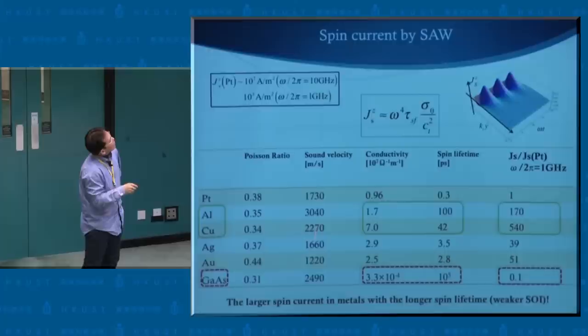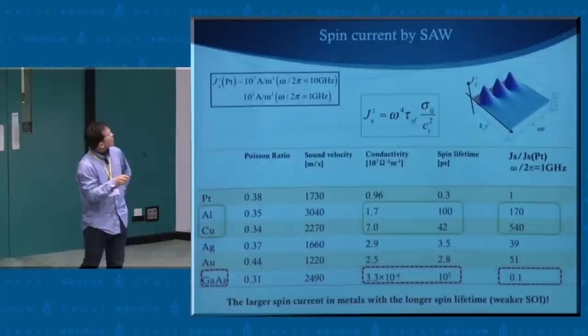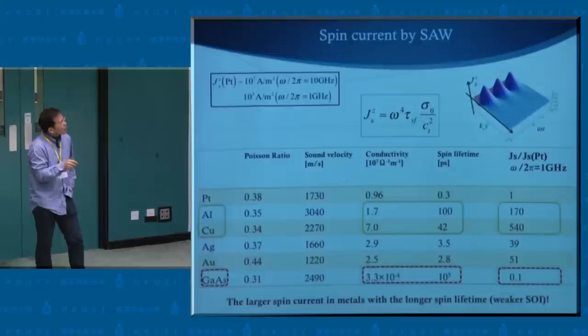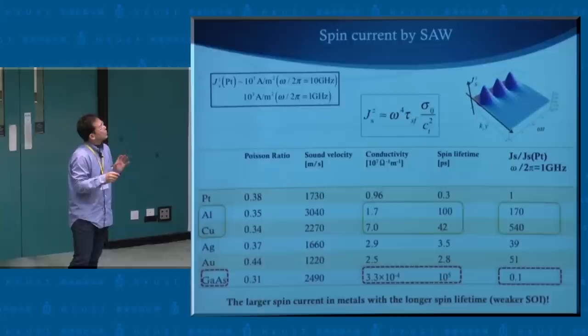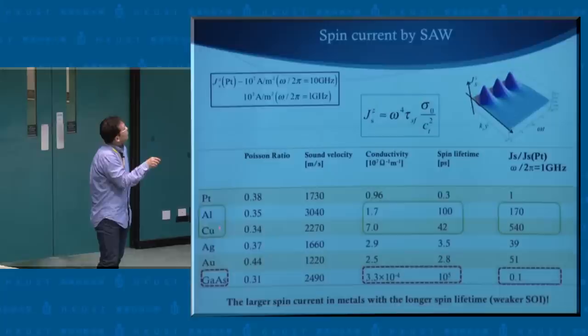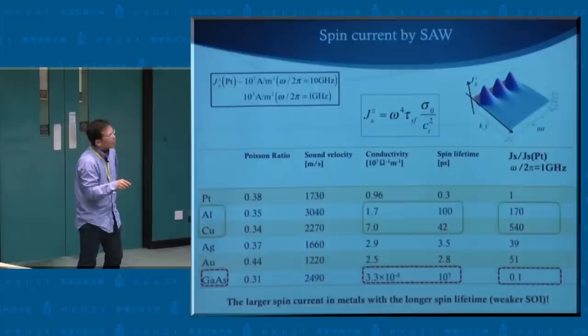In this table, I show the maximum amplitude of the spin current normalized by that of platinum. The interesting point here is that usually spintronics people use materials with strong spin orbit interaction to obtain the spin current, such as platinum. But in this mechanism, we don't need the spin orbit interaction. As you can see here, for instance, copper and aluminum have a very weak spin orbit interaction. So from this mechanism, we obtain the largest spin current in the metals with a longer spin lifetime, in other words, a weaker spin orbit interaction.